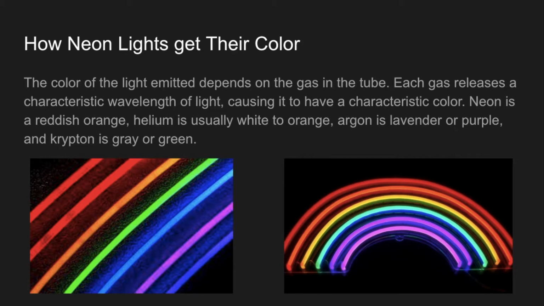Neon lights get their color based on the gas that the tube is filled with. Each gas releases a characteristic wavelength, causing it to emit a special color. Neon is a reddish orange, helium releases shades of white to orange, argon is various shades of purple, and krypton is shades of gray to green. So when you see a neon light with multiple colors, that means that the tube is filled with multiple gases.